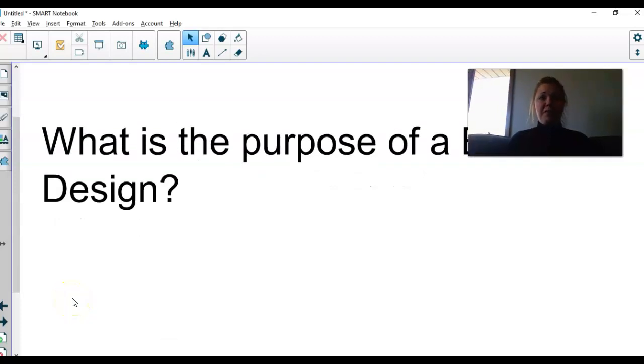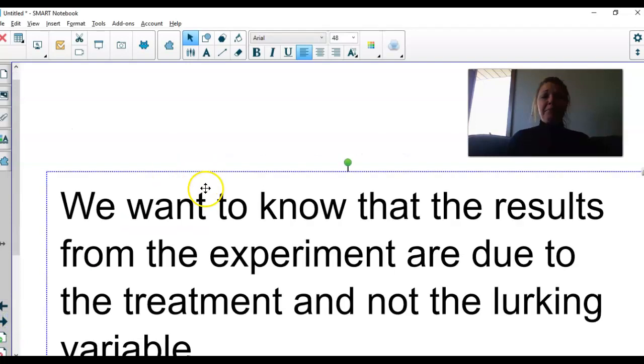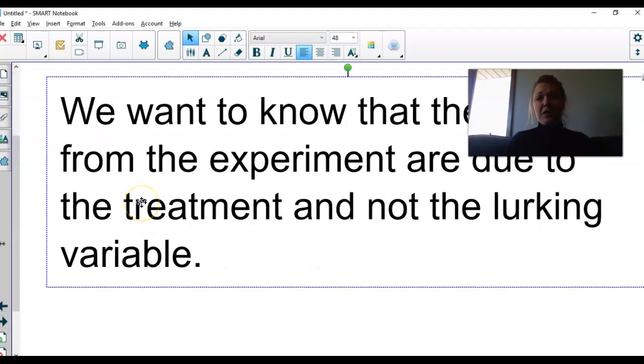What is the purpose of a block design, okay? You definitely need to know the purpose of a block design or even a matched pairs design, okay? Because really a matched pairs design is a special type of block design.